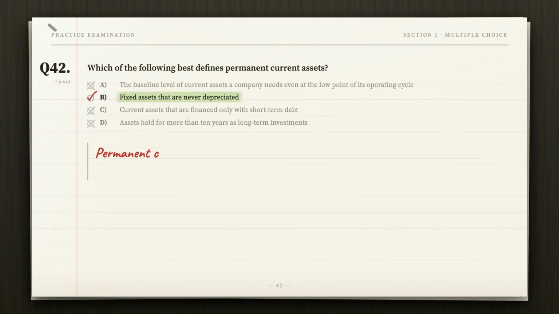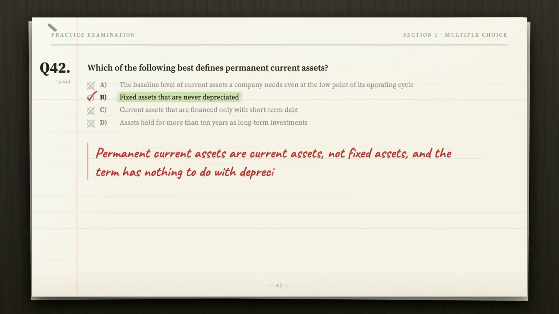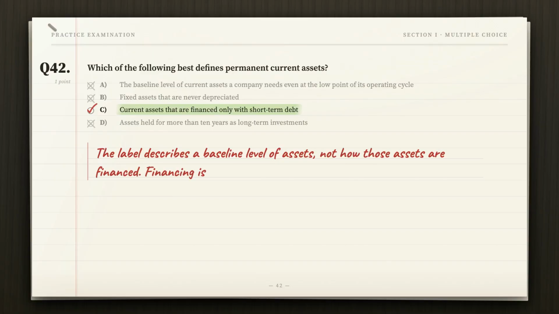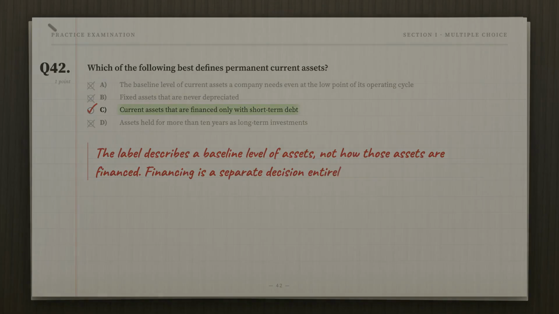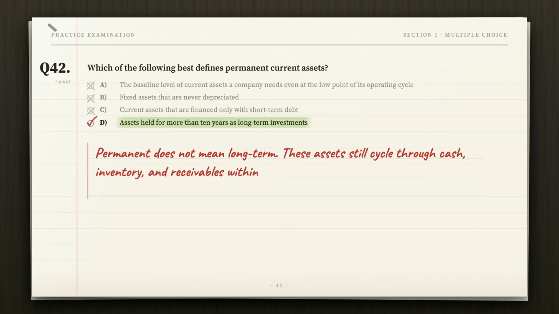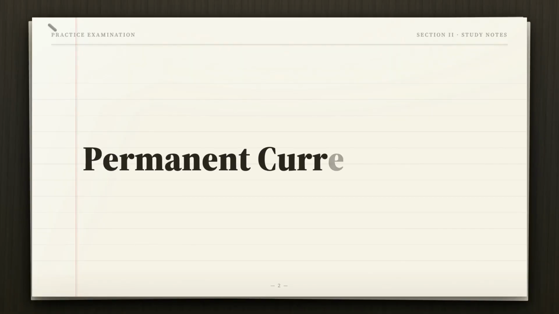B is wrong because permanent current assets are current assets, not fixed assets, and the term has nothing to do with depreciation. C is wrong because the label describes a baseline level of assets, not how those assets are financed. Financing is a separate decision entirely. D is wrong because permanent does not mean long-term. These assets still cycle through cash, inventory, and receivables within the operating period. They simply never disappear completely.